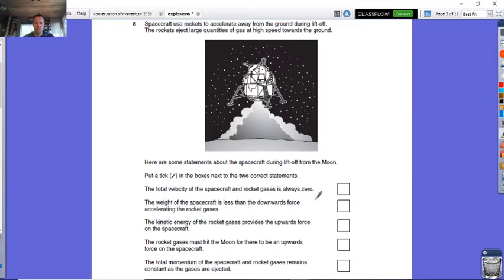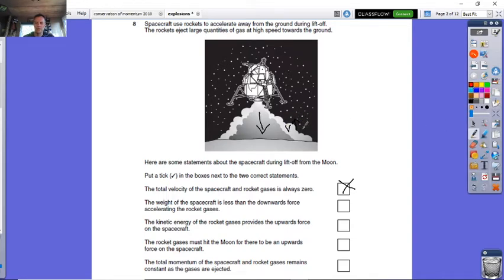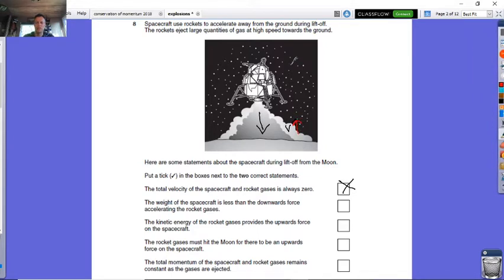Total velocity of the spacecraft and rocket gases are always zero. Well, that is going to be wrong. And the reason why it's wrong is, aren't those gases going to escape at a very, very high velocity? They're going to go at a very, very high velocity, and this one is going to have a lower velocity. And it's all to do with mass, because the mass of this is going to be large and the mass of the gases coming out is going to be small.